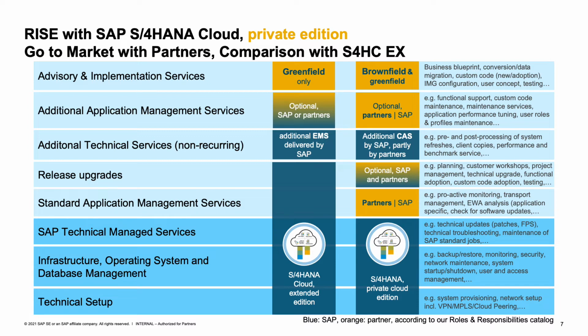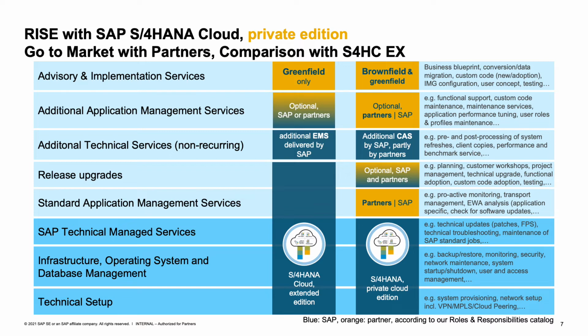The blue boxes are in SAP's responsibility, amber boxes in partners or customers, and the boxes with color gradient showing a mixed responsibility. Take as an example the release upgrades for private cloud. Planning, customer workshops, overall project management, functional and custom code adoption, and testing are with partner or with the customer, whereas the technical upgrade itself is included in the subscription and can only be done by SAP.